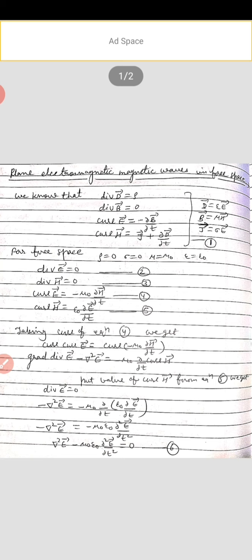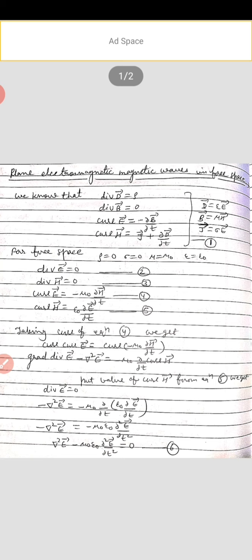Now there is a special case for free space. Free space means rho is equal to 0, sigma is equal to 0, mu is equal to mu naught, and epsilon is equal to epsilon naught. By using these conditions, the Maxwell equations convert into divergence E is equal to 0, divergence H is equal to 0, curl E is equal to minus mu naught into del H by del T, curl H is equal to epsilon naught into del E by del T.